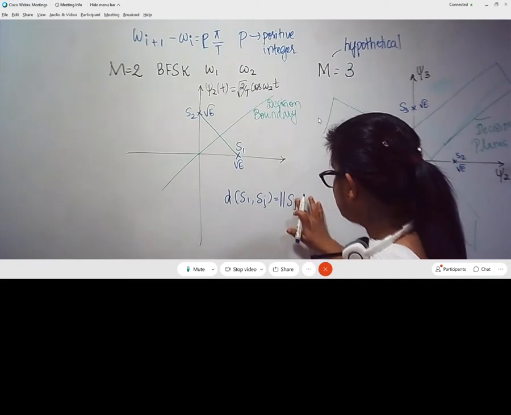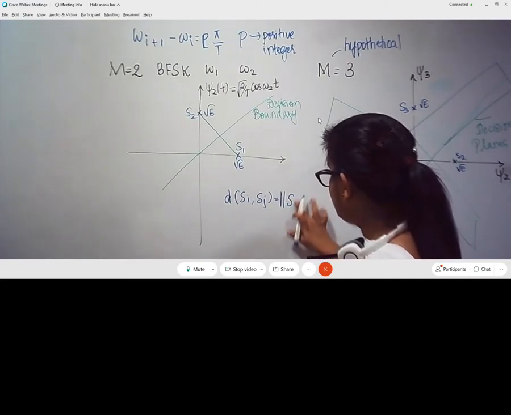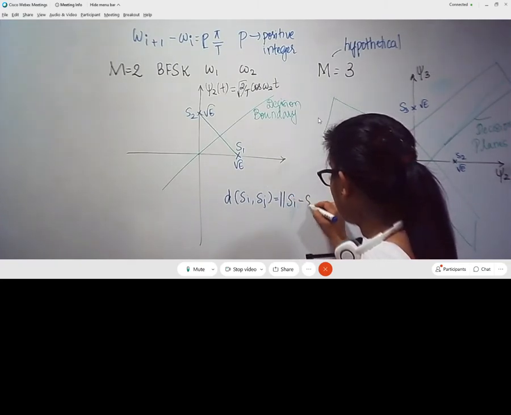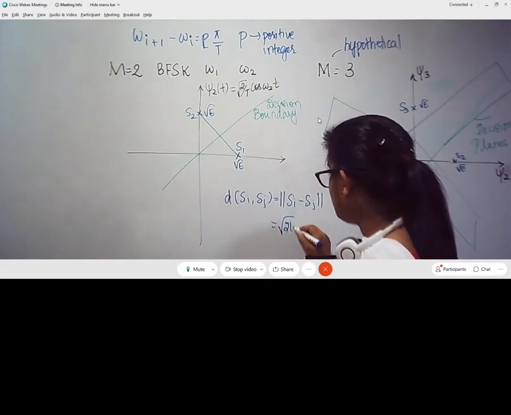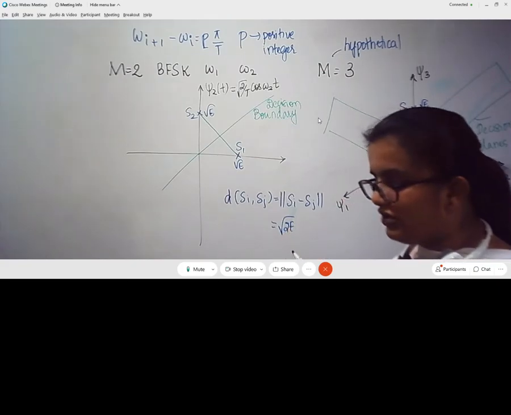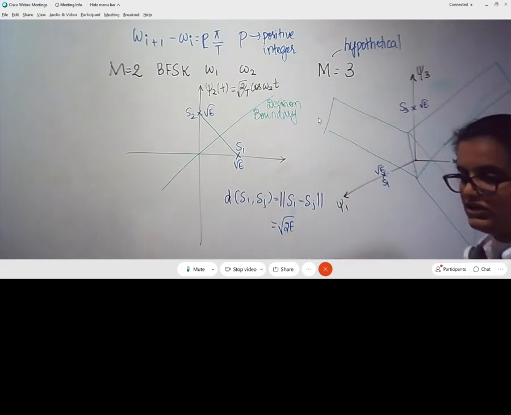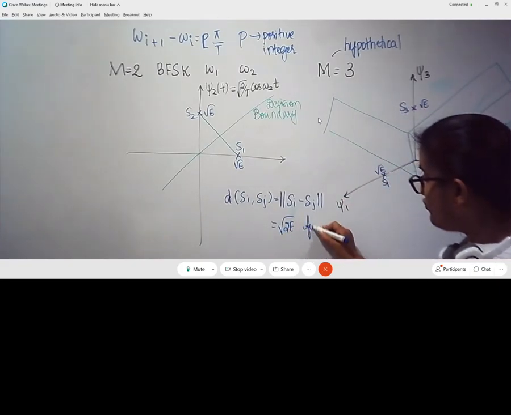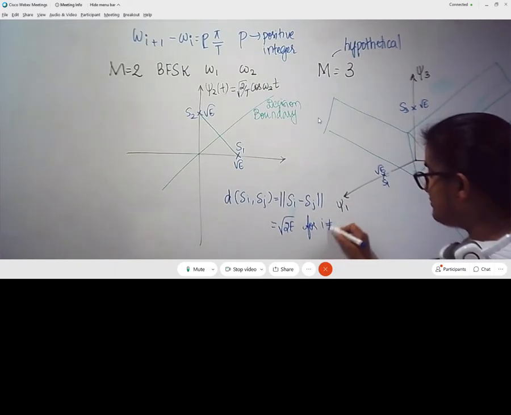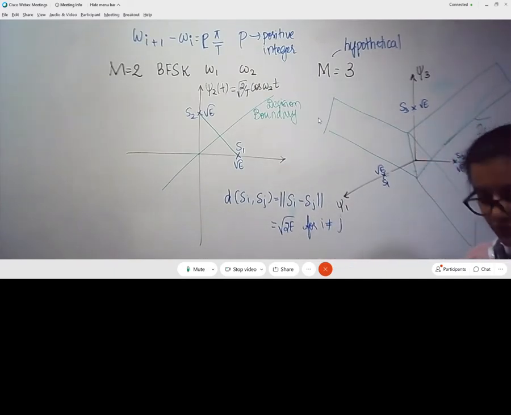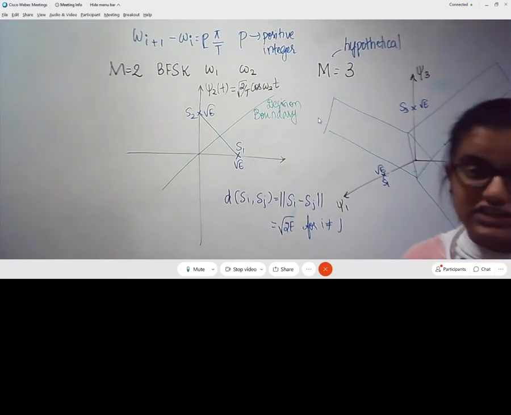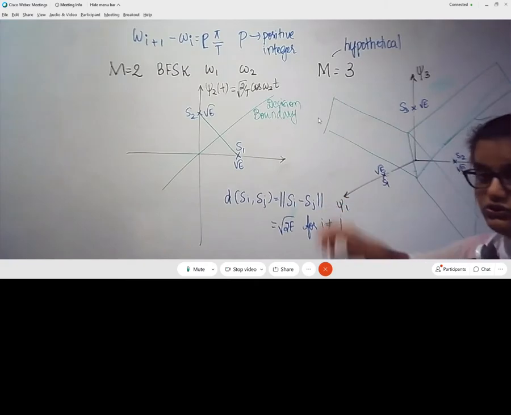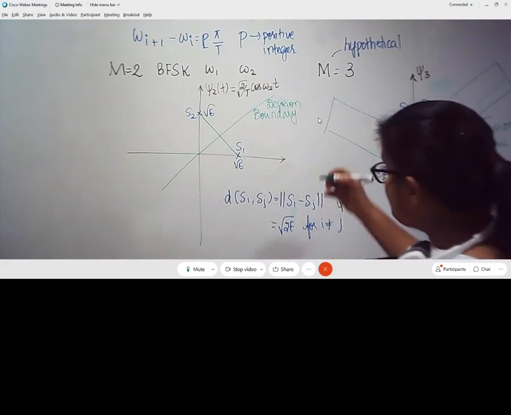Norm means it is nothing but the magnitude of the difference, that is Si minus Sj. It will always be equal to under the root 2E. In most of the cases it is true. It will be equal to under the root 2E for i not equal to j. Now how to do the coherent detection here: I am going to make use of the matched filter again.